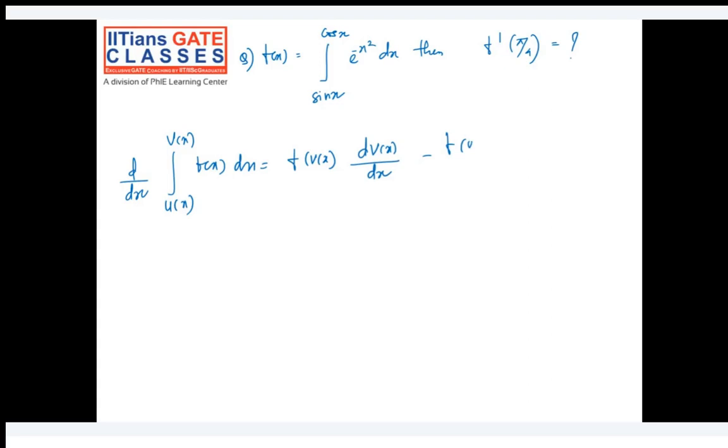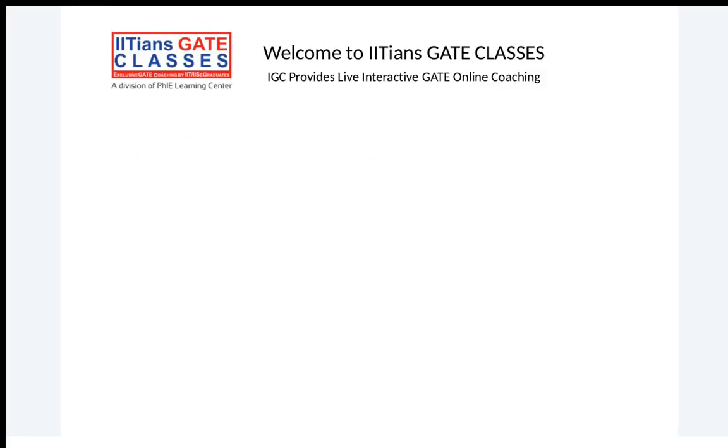So this current question you can solve with this logic. What you will get is f of v(x), which is e to the power minus cos² x, into the differentiation of cos x, minus f of u(x), that is e to the power minus sin² x, into the differentiation of sin x. So it is e to the power minus cos² x into the differentiation of cos x, which is minus sin x.